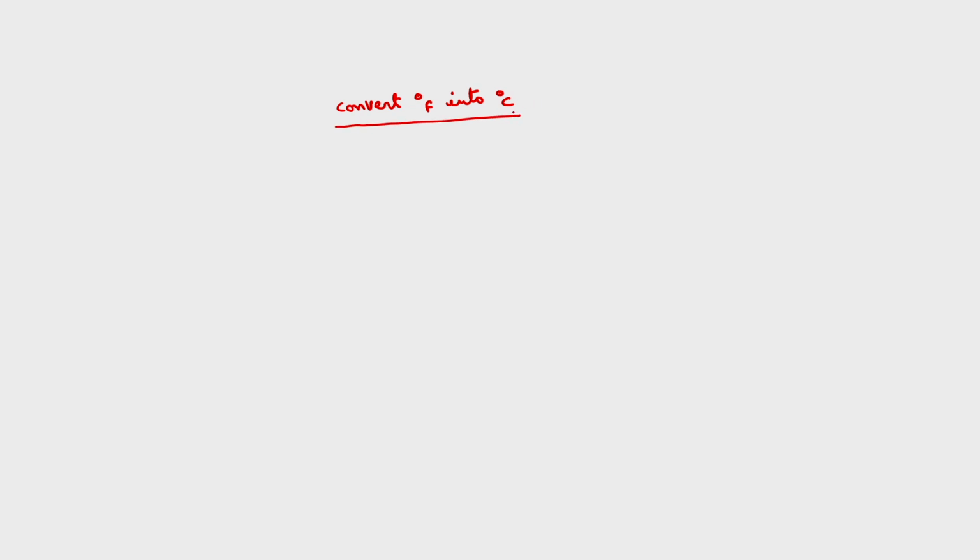So we know that the conversion formula is centigrade is equal to (F minus 32) into 5 by 9. So given the F value you have to find out C. For that you have to write the assembly language program using 8086. So you assume the appropriate locations.